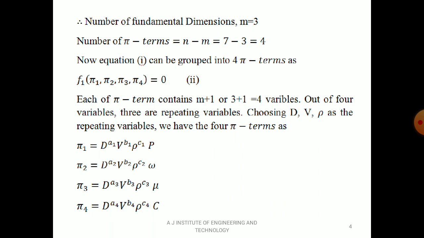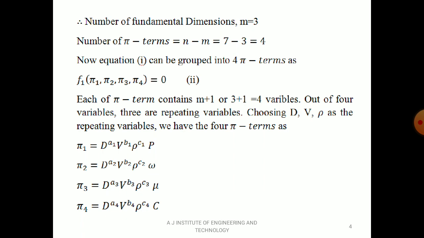Therefore the number of fundamental dimensions m equals 3, because in all the variables we can see M, L and T, at least one dimension in one variable. Therefore the number of pi terms from the Buckingham Pi theorem is n minus m. Here n is 7 and m is 3, so 7 minus 3 becomes 4. So we have to write expressions for 4 pi terms. Now equation 1 can be grouped into 4 pi terms as f1 of pi 1, pi 2, pi 3, pi 4 equal to 0. Take it as expression 2.